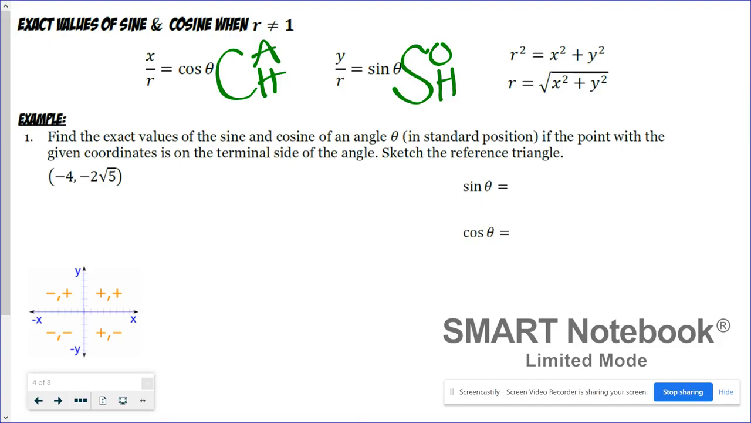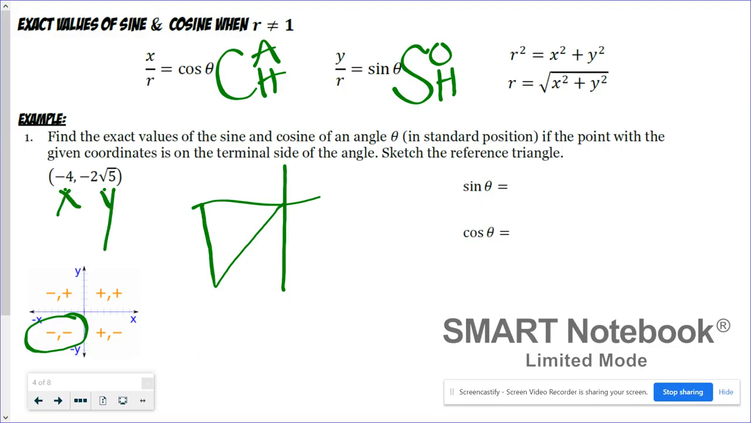Because both x and y are negative, because it's -4 and -2√5, that would be quadrant 3, because in quadrant 3, both x and y are negative. So I'm going to draw quadrant 3, and draw my reference triangle. Think of it as being part of a bow tie when you're drawing it. Then I'm going to label the sides accordingly. The x side is -4, the y side is -2√5.